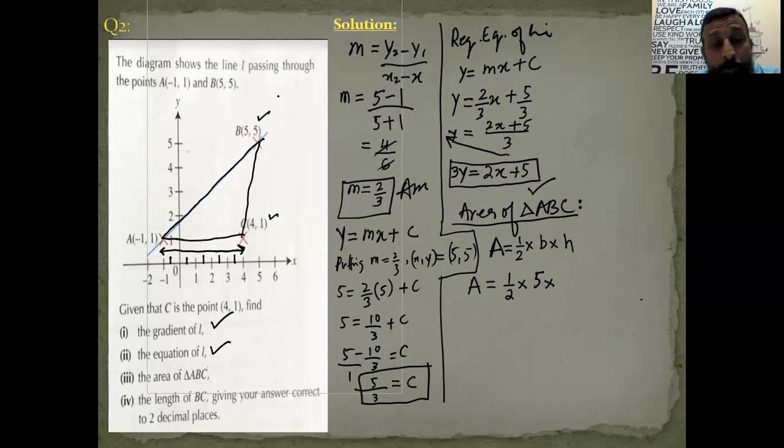It's 5. So from 1 till 5, how many units can you see? So 1 unit, 2 units, 3 units, and 4 units. So it has a height of 4 units. I hope the concept is clear.